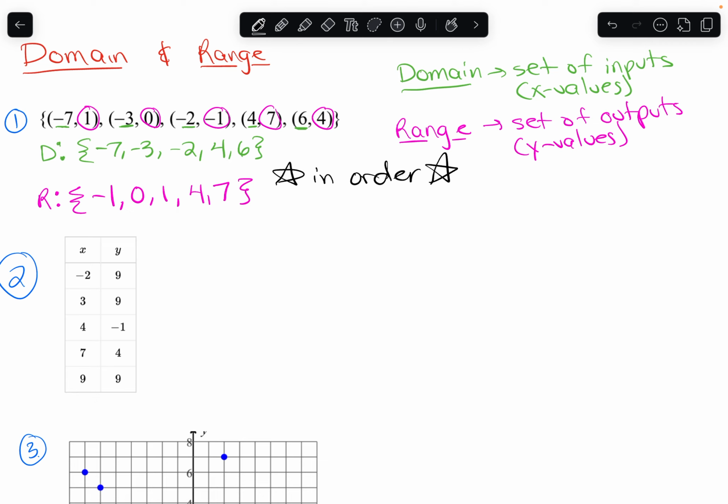That is the biggest thing. Typically, when something is given to you, it's already in order for your domain, for your X values, but usually not for your range. So that's one thing. Still, when you go to actually turn in a quiz or a test, double check and make sure that that stuff is in order. So that's how I would do it from a set of ordered pairs.